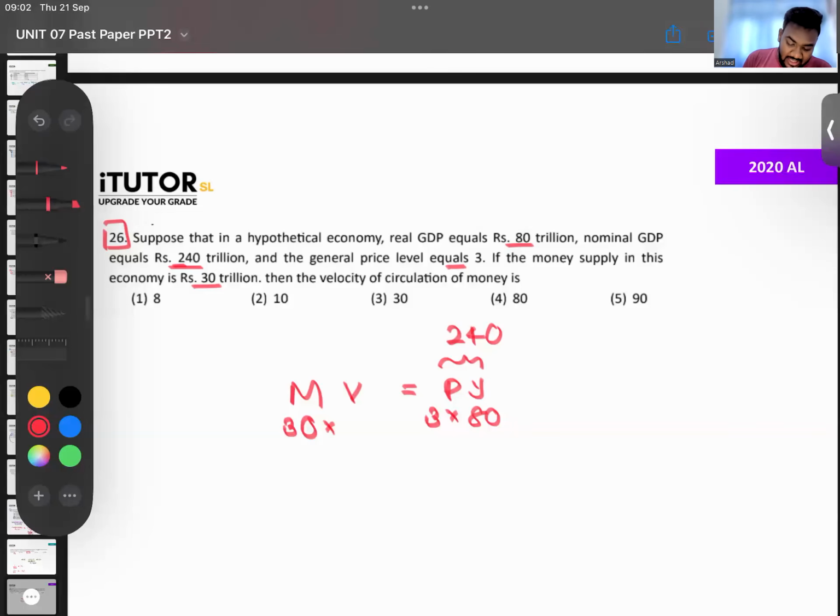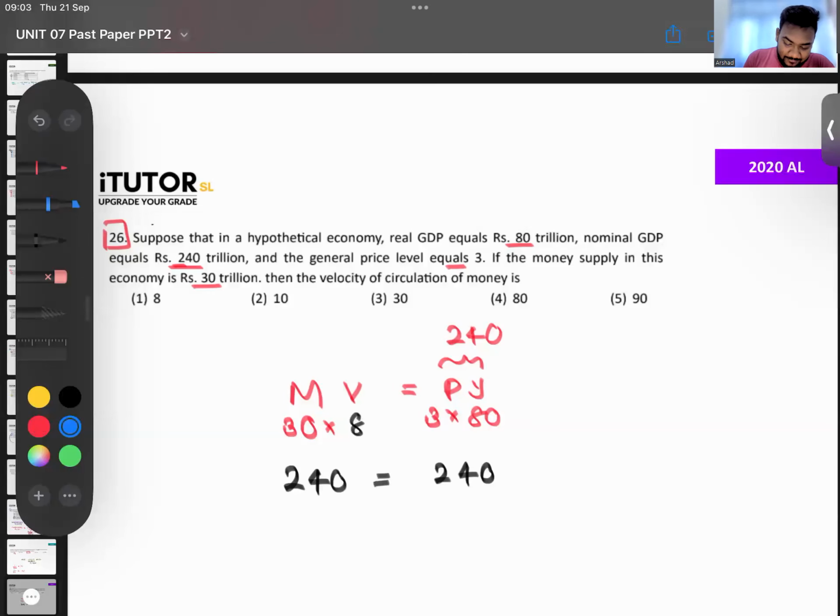They're asking you how much is the velocity of circulation. Simple question. So, for you to get 240 here and to get 240 here, 30 should be multiplied by how much? How much is your velocity of circulation? 30 has to be multiplied by 8.